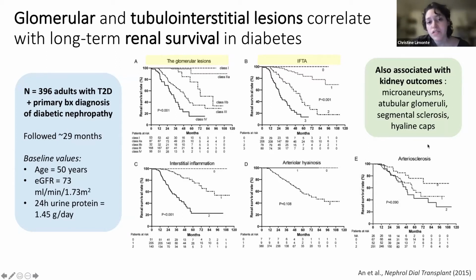Other lesions that we talk about in diabetes, like microaneurysms and hyaline caps, are also associated with kidney outcomes. But in the study, they were not associated just when considering glomerular lesions as a whole.